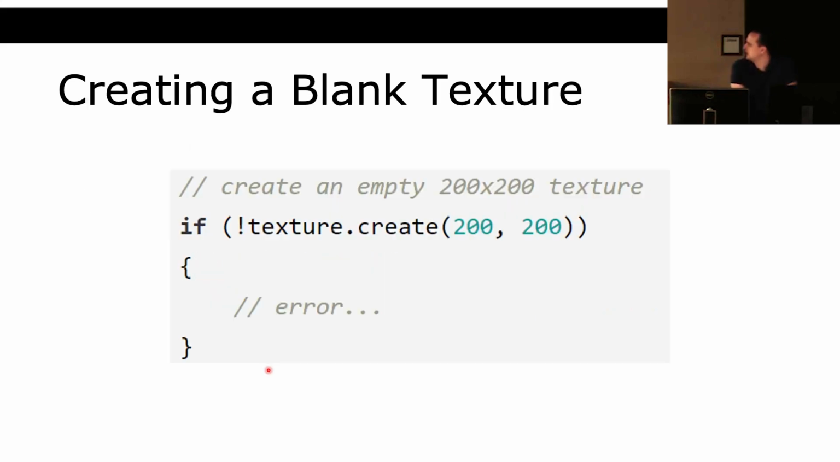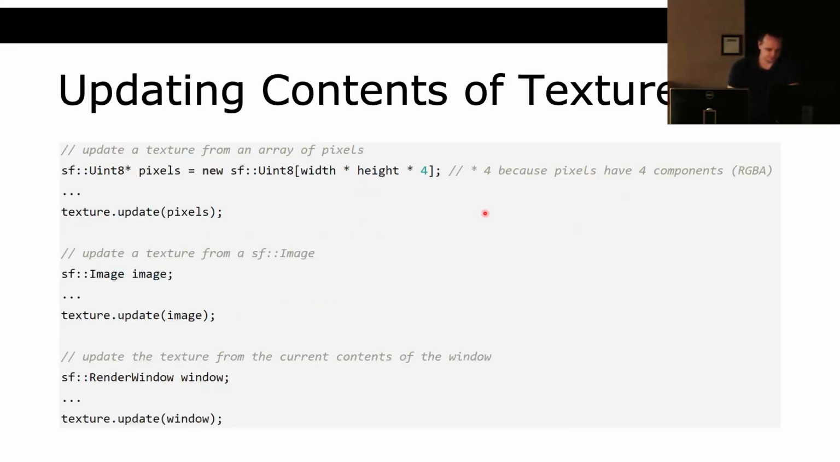Now, let's say we did want to create a blank texture and do something to it, like manually, dynamically create some texture. Well, we can create a blank texture, and by default, all of it will just be black pixels. It'll set them all to 0, 0, 0, and then we can do whatever we want with that.